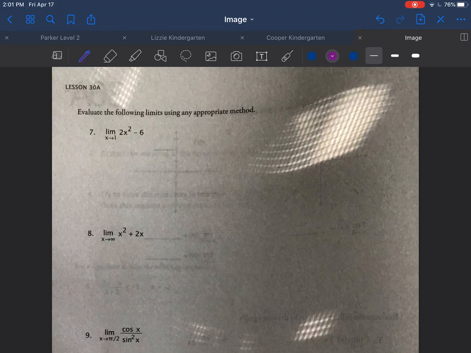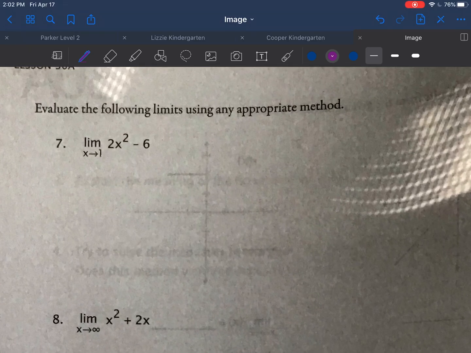Okay, looking at these, it says to evaluate the limits using any appropriate method. The methods you're looking at are by graphing and by plugging in your answer. Or I guess using logic would be one too, but a graph is helpful in that matter. So if we look at number 7, we want the limit as x approaches 1 of 2x squared minus 6. So we can just start by plugging in, and if you can plug in, all the more merrier to you. 2 times 1 squared minus 6. This gives us 1 squared is 1 times 2 is 2 minus 6 equals negative 4. So the limit is negative 4.